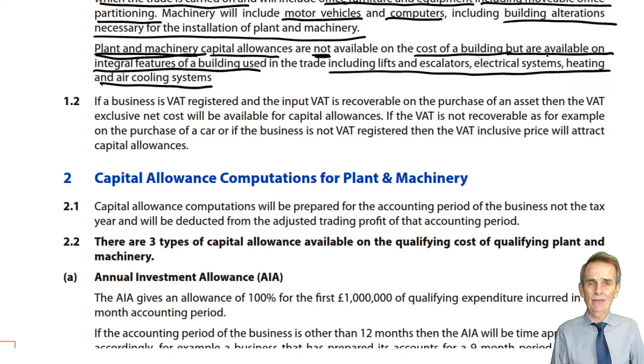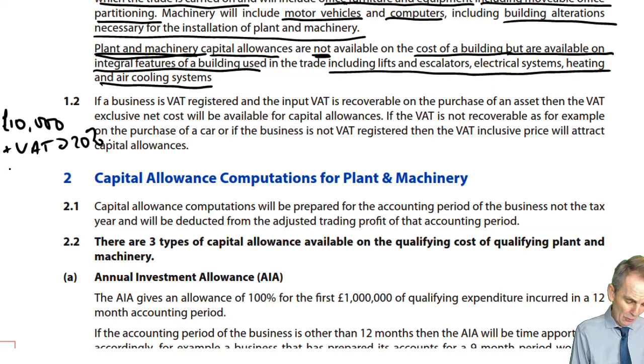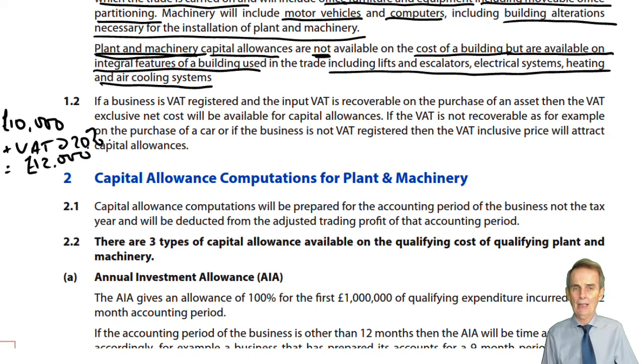So what we might have is an item of plant that costs £10,000, plus VAT at the standard rate of 20%. Therefore, the total cost would equal £12,000, VAT inclusive. So when you buy that item of plant for £12,000, £10,000 of it is the actual cost of the plant itself, but £2,000 is VAT. So it begs the question as to what goes into the capital allowances computation.